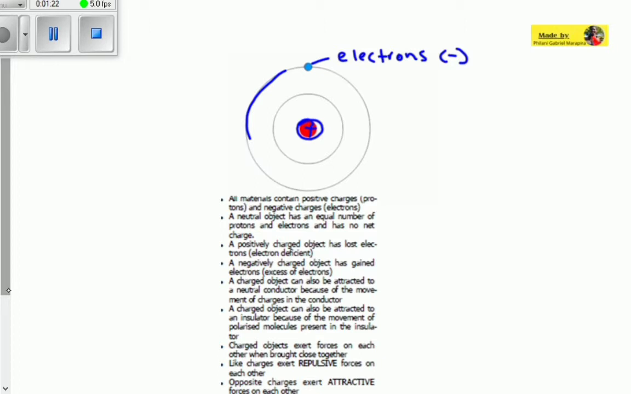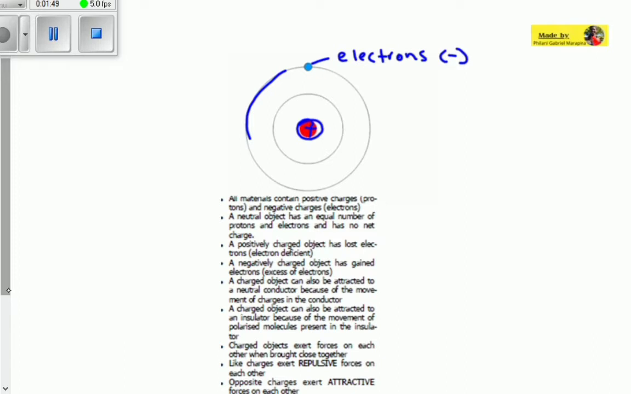A neutral object has an equal number of protons and electrons and has no net charge, meaning that if an object is neutral, the number of electrons in it and the number of protons is equal to one another. So it does not have any addition of charge, meaning that the charge is zero. If the charge is zero, it means the object is neutral.